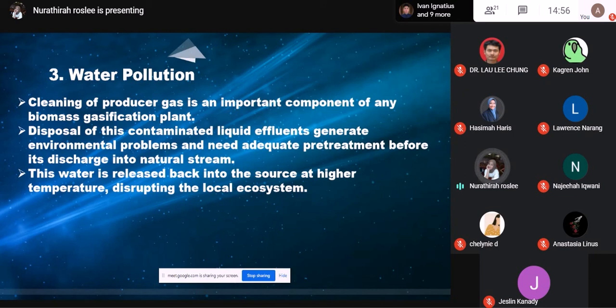Thank you. Okay, thank you, Nur Atira, for the sharing. Before we end the seminar, does anyone want to ask a question regarding this subtopic? Okay, I have one question. Can I know what is the major pollutant produced from this burning of biomass? Thank you.